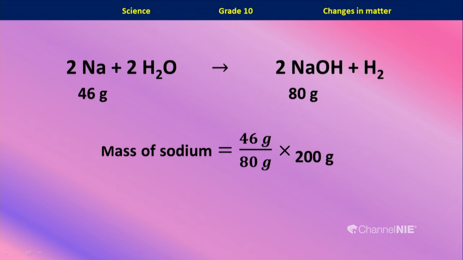Then the mass of sodium needed to produce sodium hydroxide can be found in this manner. To obtain 80 grams of sodium hydroxide, we used 46 grams of sodium. That's why to get 200 grams of sodium hydroxide, what is the amount of sodium needed? 46 divided by 80 and multiplied by 200. Then we got the answer as 115 grams.